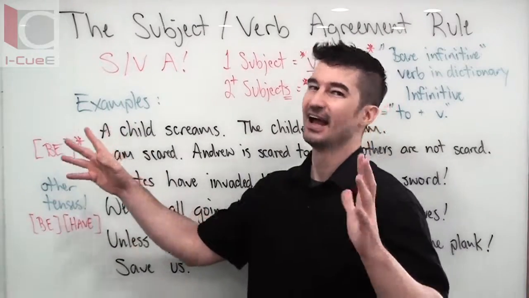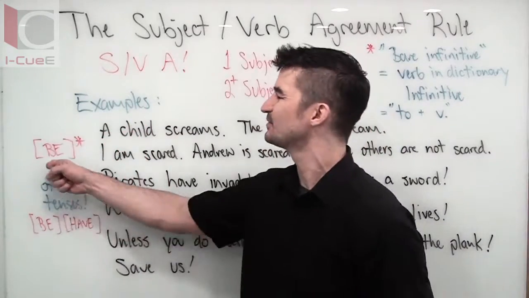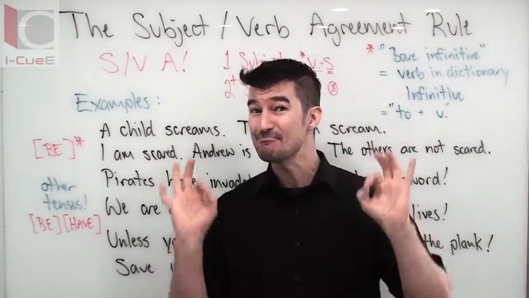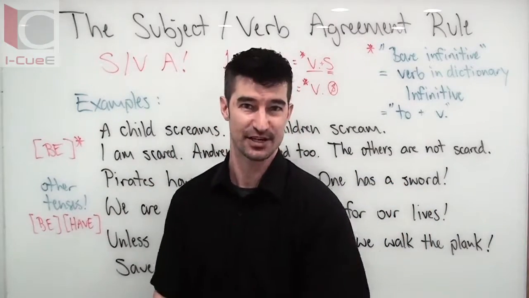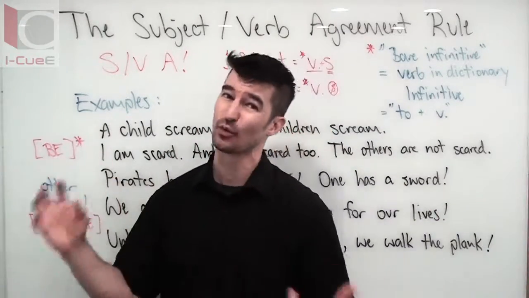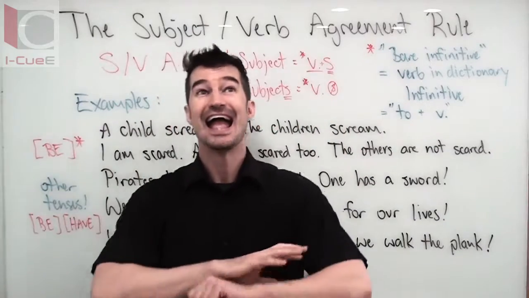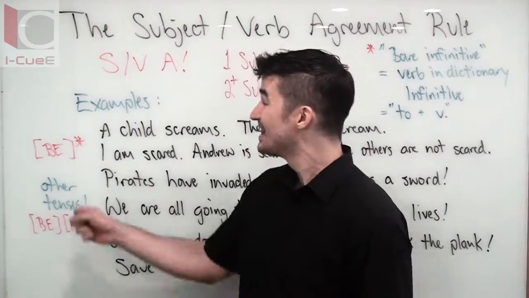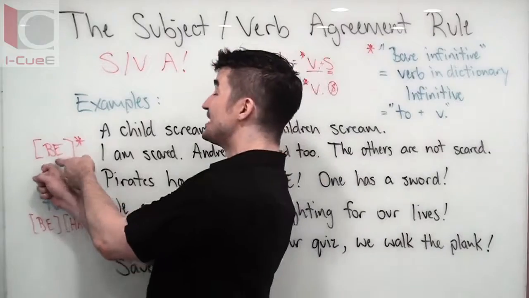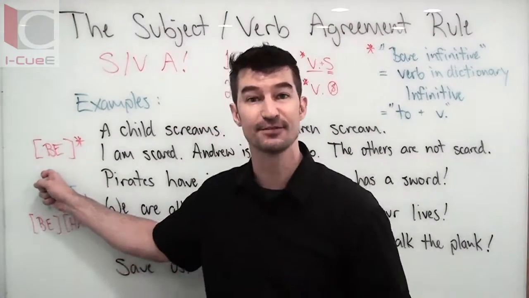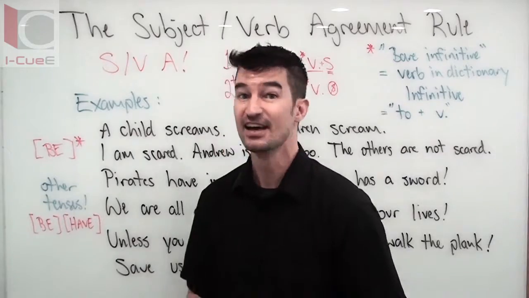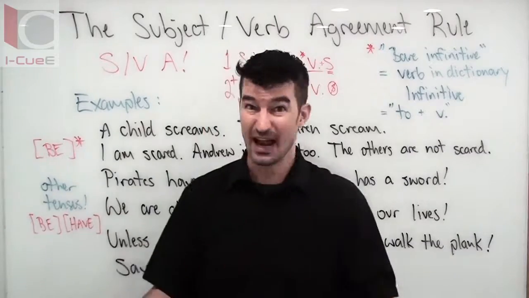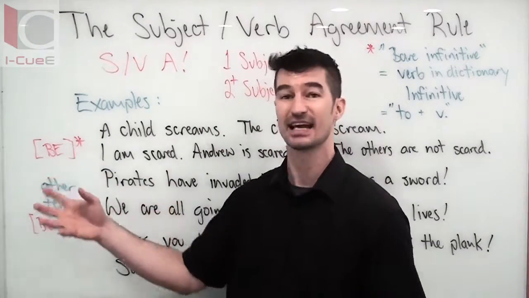Now, it gets a little more complicated when we use the be verb. The be verb is probably the most irregular verb in the English language. And with the be verb, you have to worry about the subject-verb agreement rule in every tense. Because the be verb rarely is used in the infinitive form. If you look up the word be in the dictionary, you're almost never going to use that as a verb in your writing or in your speaking. It's very rarely used like this.